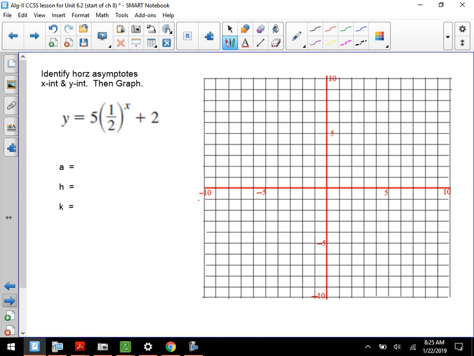Same idea here. When you have a fractional base and raise it to a negative power, remember all you're doing is flipping it. So 1/2 to the -2 would be 2 squared. 1/2 to the -1 would be 2. Does that make sense?